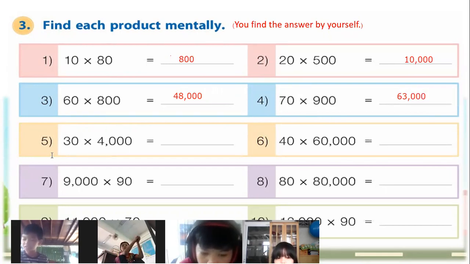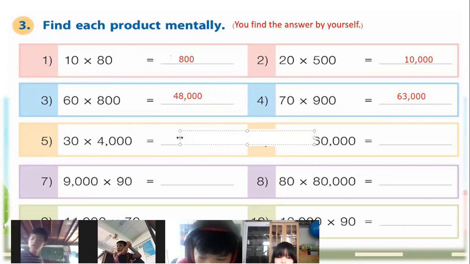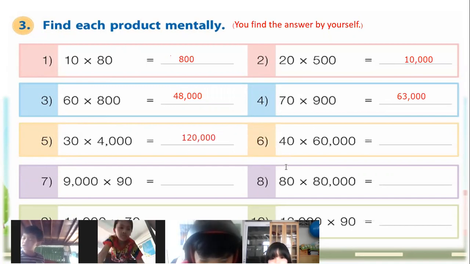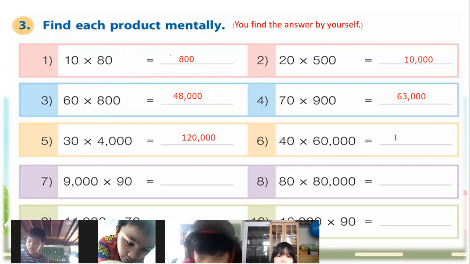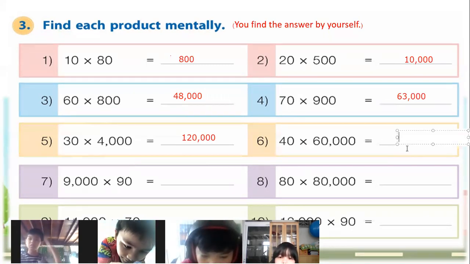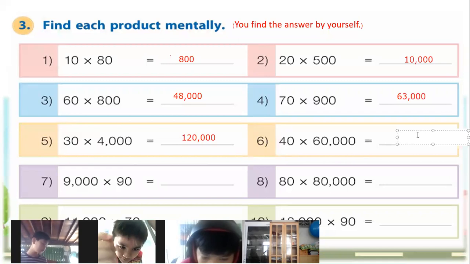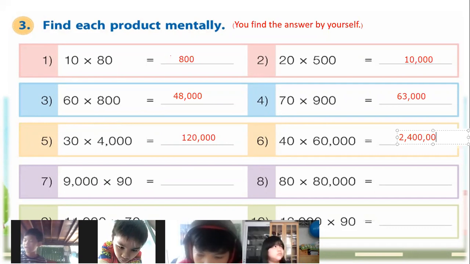Now we have question number 5. 3 tens multiplied by 4,000. 120,000. That is the correct answer. Okay, number 6. We have 4 tens multiplied by 6 ten-thousands. 2,400,000. That is the correct answer. Okay, now number 7.